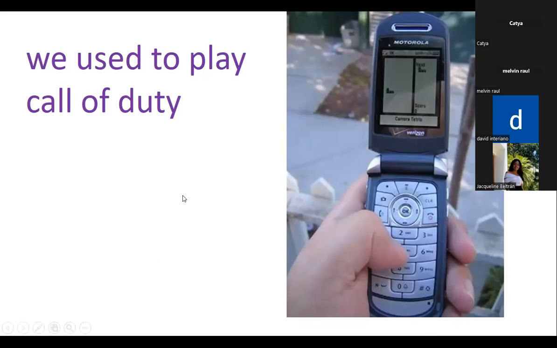We used to play Call of Duty. Okay, but this is not Call of Duty. So we used to play. What is the name for this game? Tetris. We used to play Tetris. Did you use to play Tetris on your cell phone? Oh, yes. I like it.